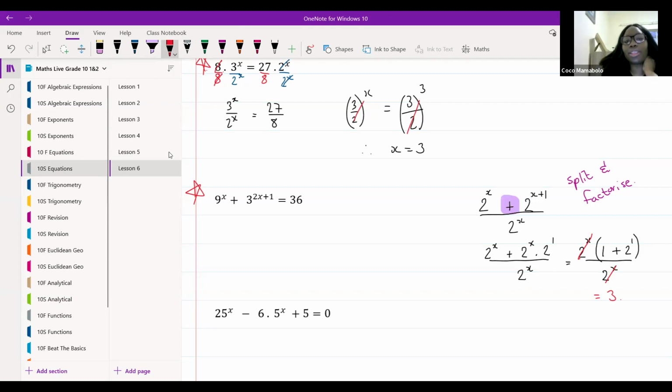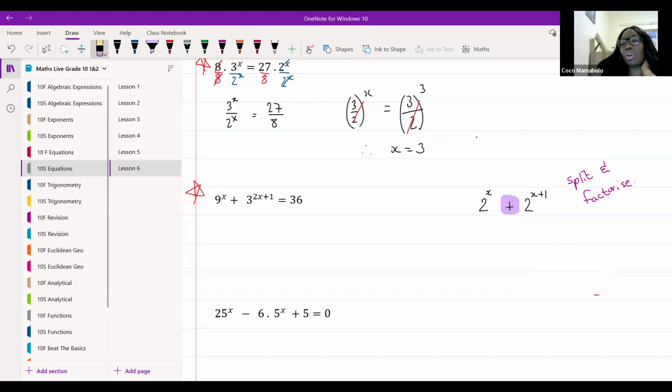Now, on this side, I'm going to note that the two things I want to compare, the 9 and the 3, do not have like bases. So I'm going to change my 9 over here to 3 squared. We're going to start there.